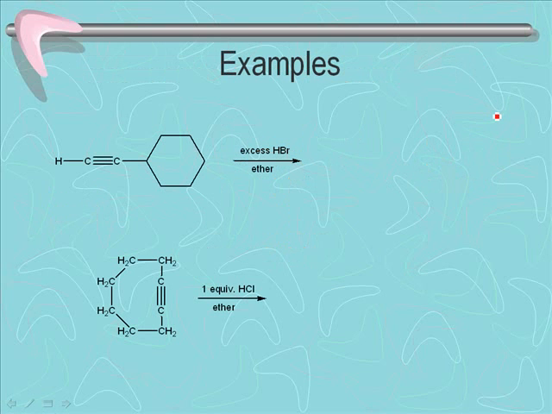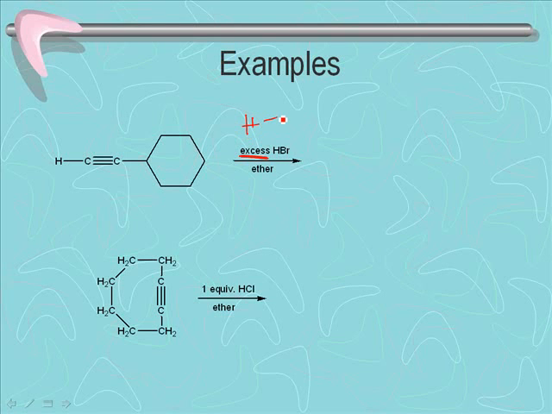Let's look at some examples. In the first case, we're adding excess HBr in ether to an alkyne. Now, excess tells us we have more than enough that we need to be able to do the reactions as many times as we would like. So we could do both single and double addition, and we're going to favor, under these conditions, double addition.